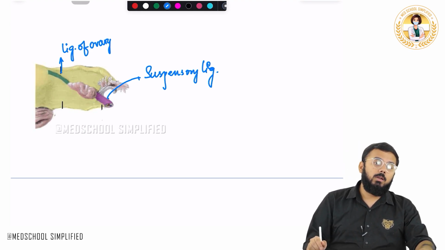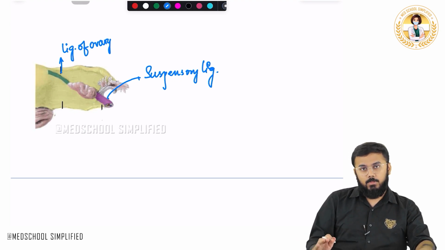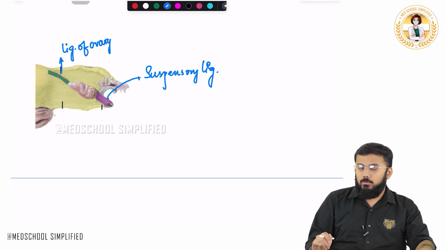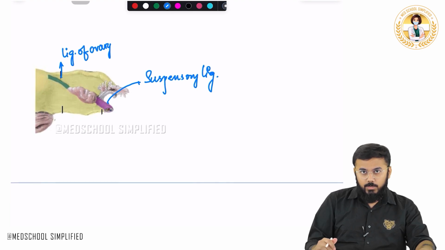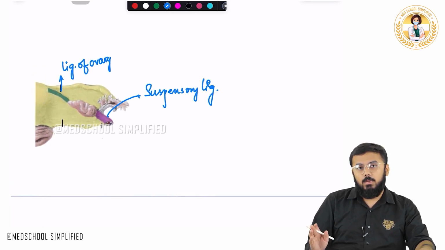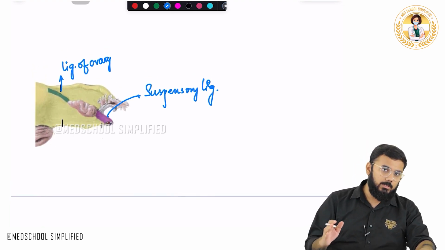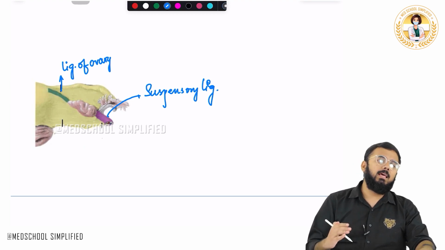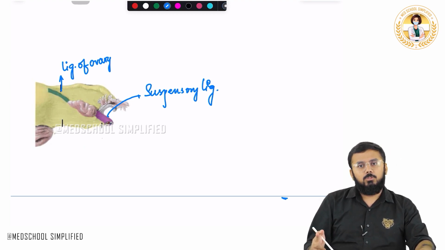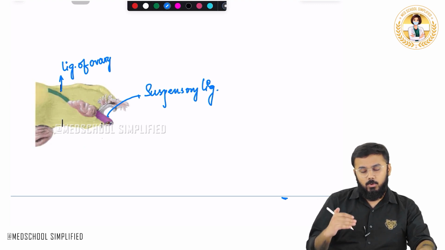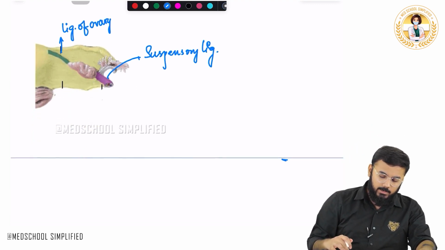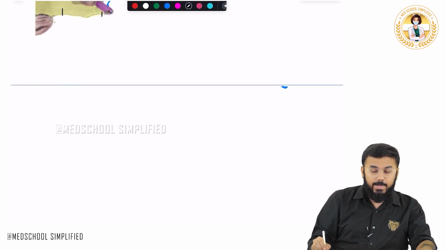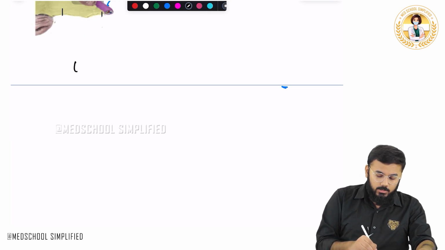Now let us see what are the ligaments that are associated with the uterus. So we finished what are the ligaments that are associated with the ovaries. Now we will discuss what are the ligaments that are in association with the uterus. With the uterus, if you look from a superior aspect, there are two ligaments. If you look from the middle aspect, there are two ligaments. So let us see what are the ligaments located from the superior aspect as well as the middle aspect. So let us write down the ligaments associated with the uterus.